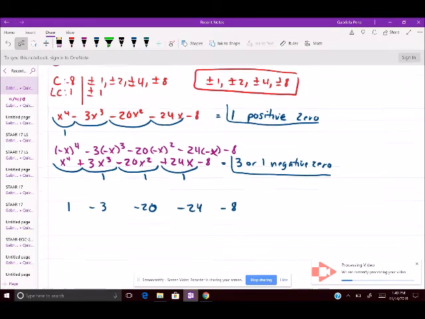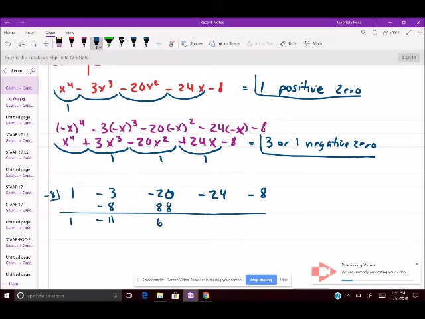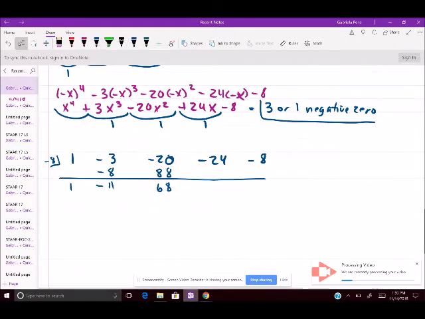Now, which negative number do you want to try? -8? Okay, let me see this. This becomes 1, -8, -11, positive 88, 68, and that's just going to be a huge number. So it's not going to be a -8. -1. You want to try -1.